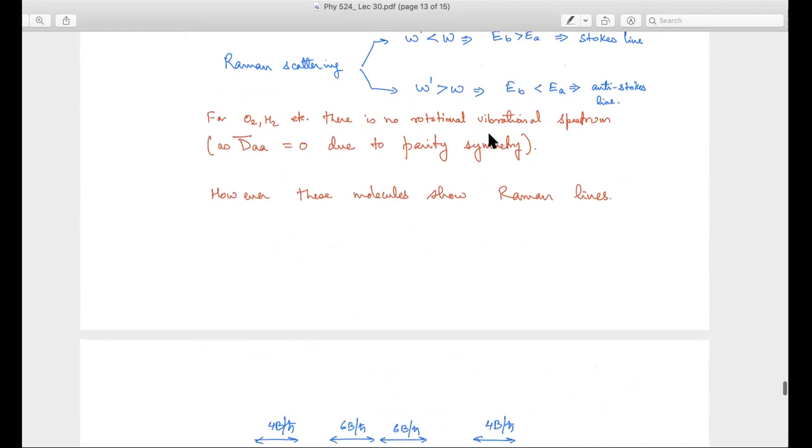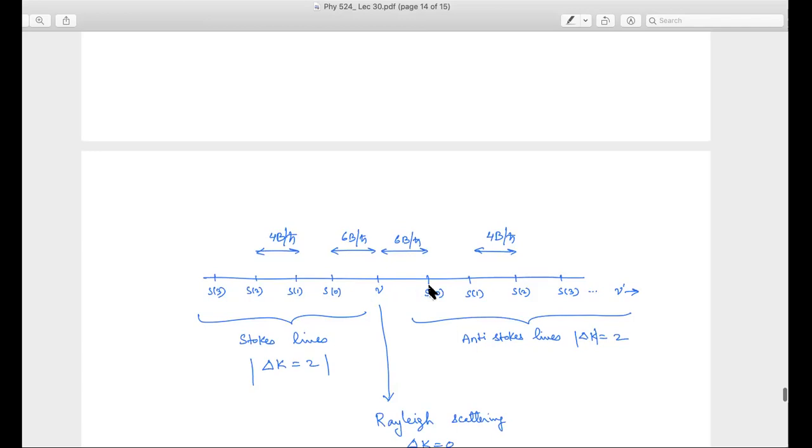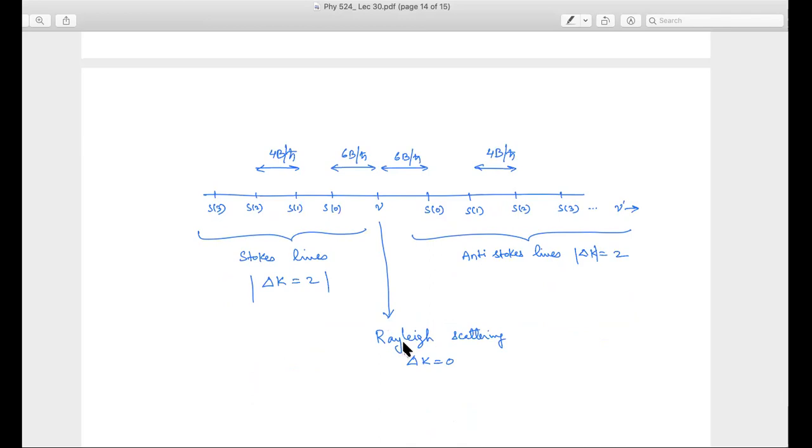Okay, so delta K is equal to 2. I go from K equal to 0, let's say, to K plus 2. That will start giving me 6B by h, basically. And since I move by 2 in K, between these two Stokes lines I'll get 4B by h. Similarly, I'll get 4B by h in the anti-Stokes lines, and so on. And when I do not have any rotational transition, any vibrational transition, or any electronic transition, then I am sitting at this point, which corresponds to Rayleigh scattering.